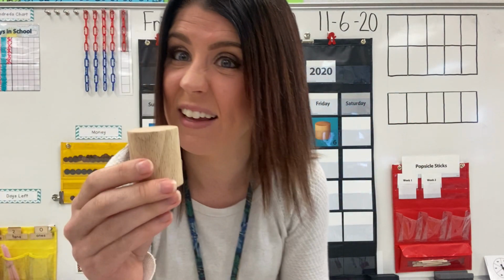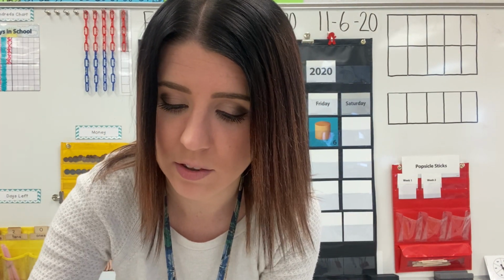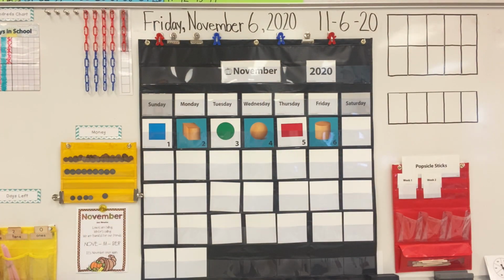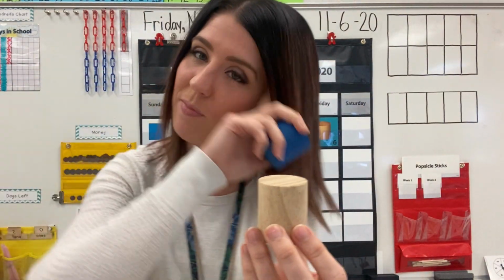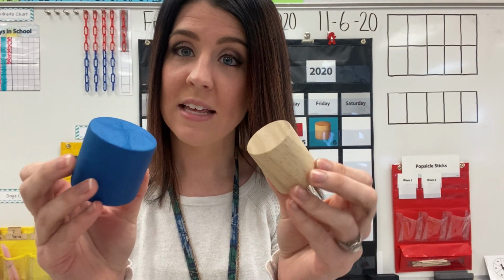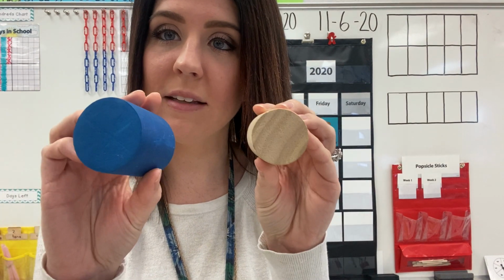Now, does anybody know what its name is? Looks like a can of soup, doesn't it? It has a name. Look, I even have another one. I've got a blue one too that's a little bit fatter. It's called a cylinder. Can you say cylinder? Cylinder.